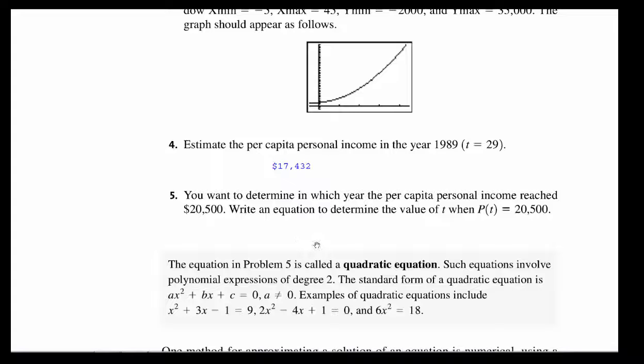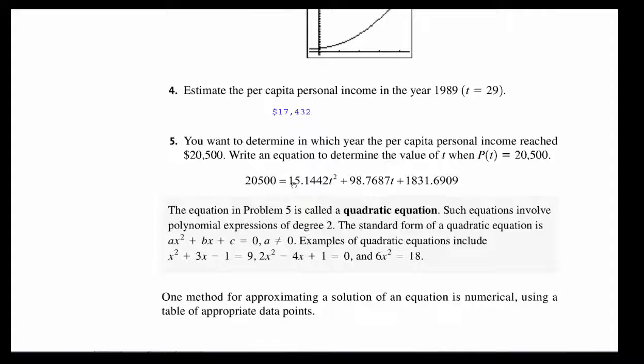Question 20 says we want to know what year will the income reach 20,500. Write the equation to determine the value. Okay, let's do that. So this is the equation we would have to solve for T. We know what the income is, it's 20,500. We just don't know the T, or the year when the income will reach 20,500. So the two ways we can solve this would be numerically, or using the table, or we can solve this graphically.